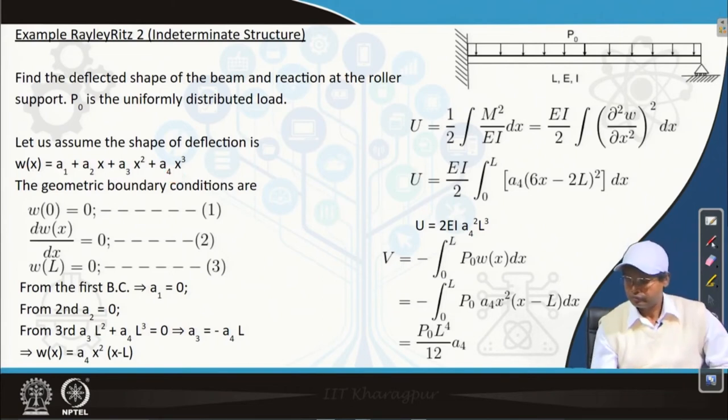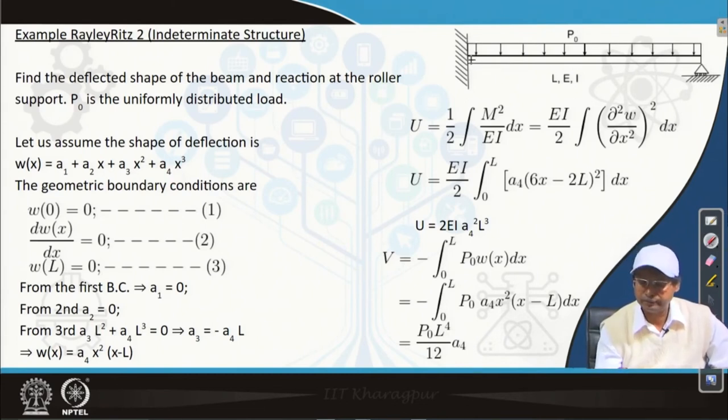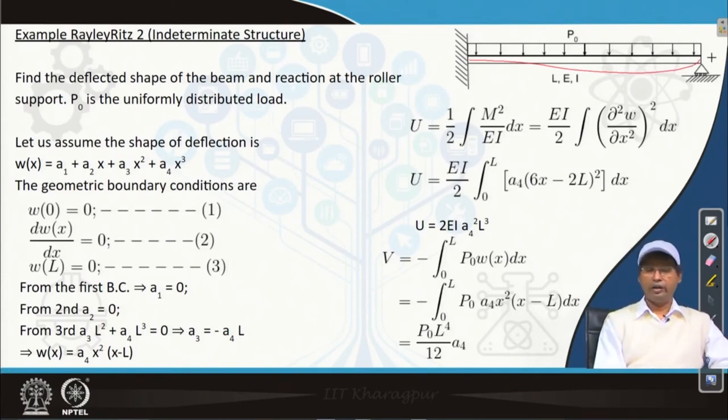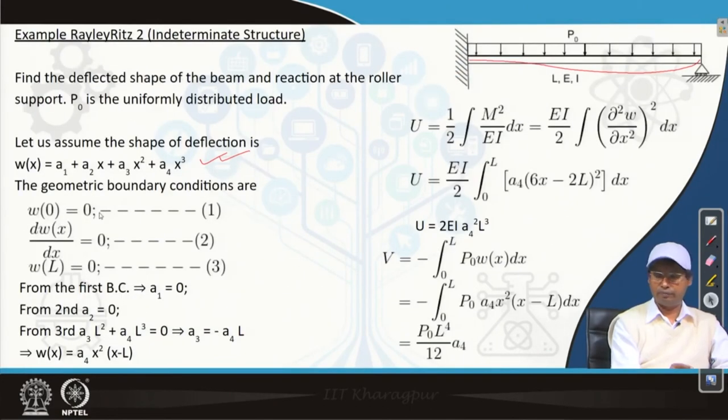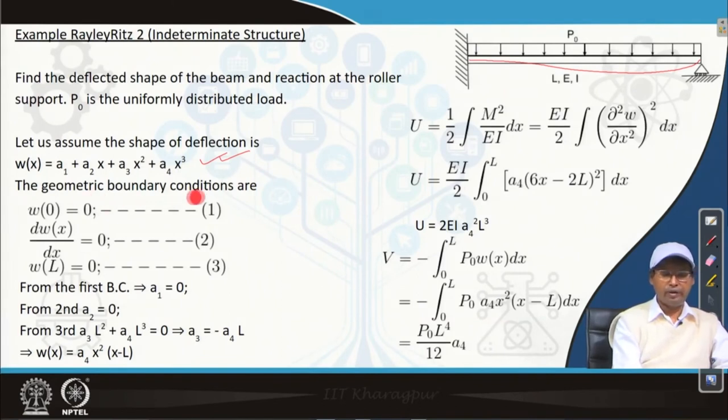So, it is assumed that the deflection shown here will be following this function. This depends on how accurately we assume this function, the more accurate the solution we get. So, let us see the geometric boundary conditions: displacement is 0 at 0 here. Slope is 0, definitely slope is 0 as I have also tried to draw the slope 0 here, and also displacement at this point is equal to 0.